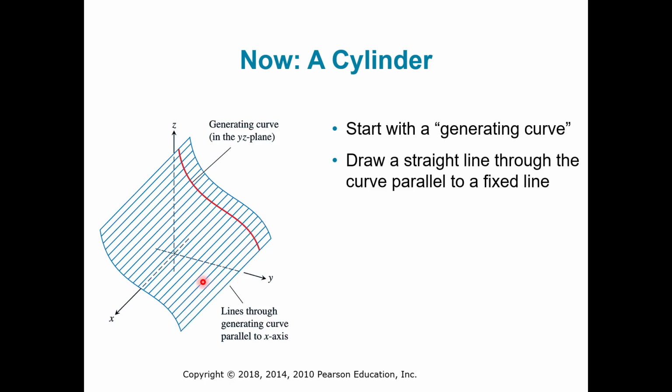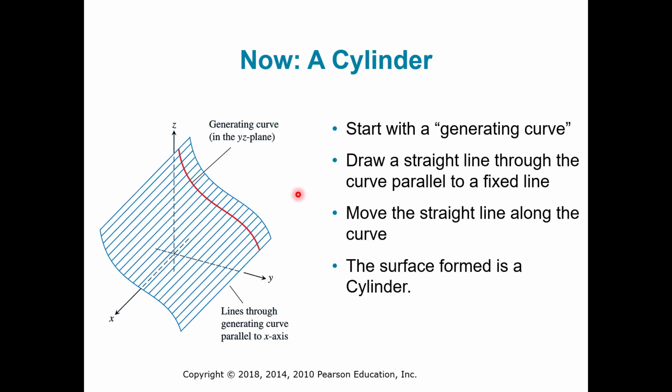So all these little blue lines are parallel to a fixed line. And then you just move that line along the curve, so you can think of it like one blue line that you've moved all through this sheet of paper. And when you do that, you form what's called a cylinder. Technically you could start with one blue line, but then think of it as moving that blue line all the way up here to create all these other blue lines. And so this is another way to think of it.